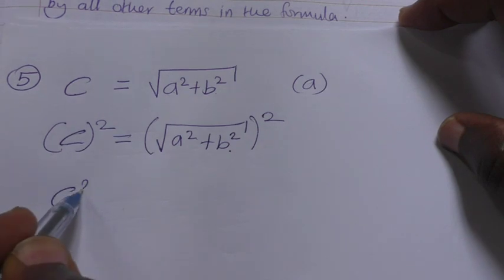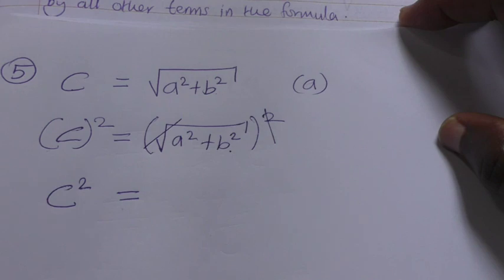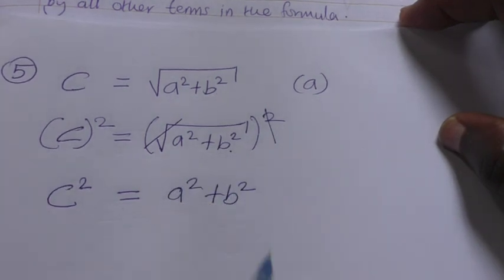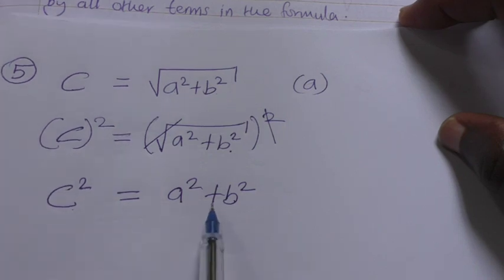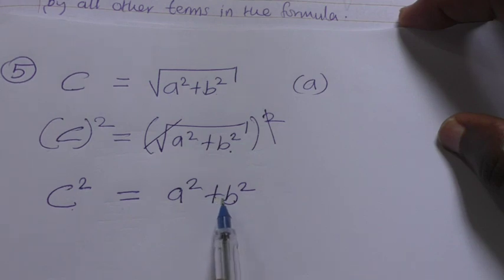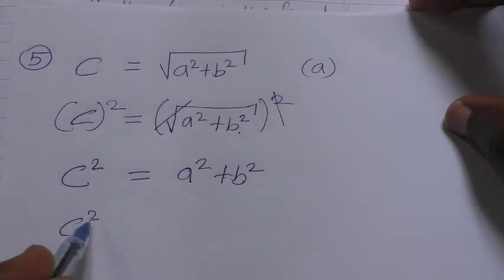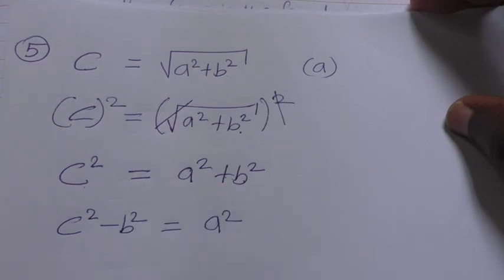This gives us c squared equaling, this takes away the root, a squared plus b squared. Then since we are interested in A, we shall take the b to the other side, and since it is addition, it becomes subtraction. It is a positive. Once it crosses, it becomes a negative. So that gives us c squared minus b squared equaling a squared.